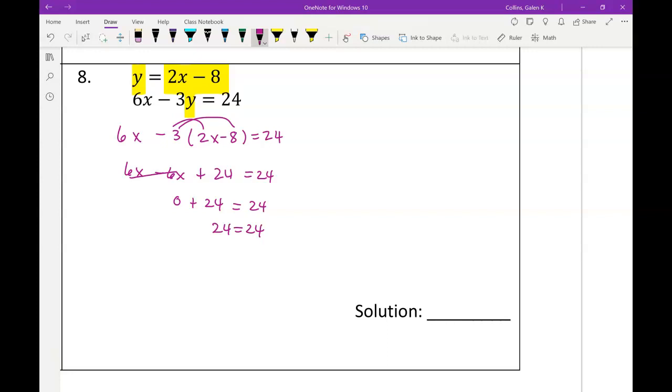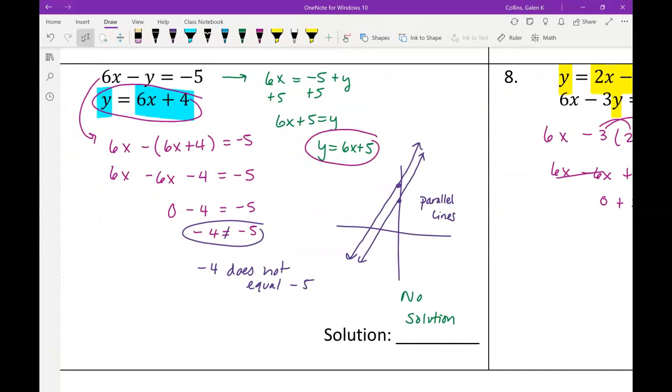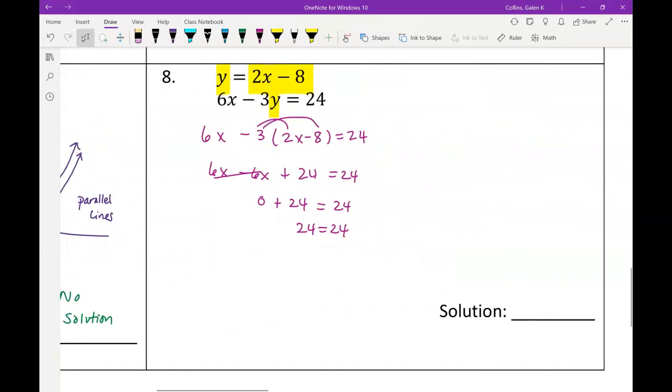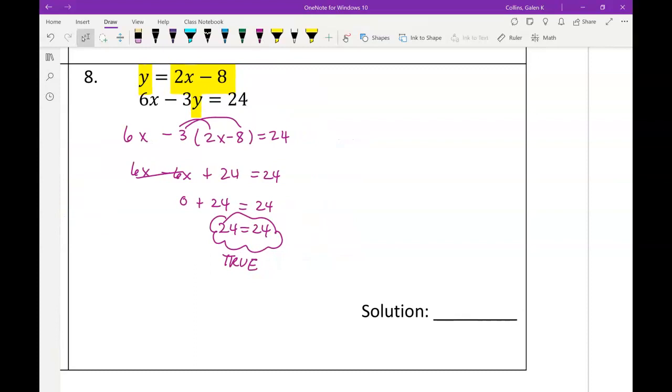And that's true. So this is really similar to what happened in number 7. But in number 7, we got a false statement. This statement is true. 24 does equal 24. So what in the world does that mean? Well, when this happens, this actually means that we have infinitely many solutions.